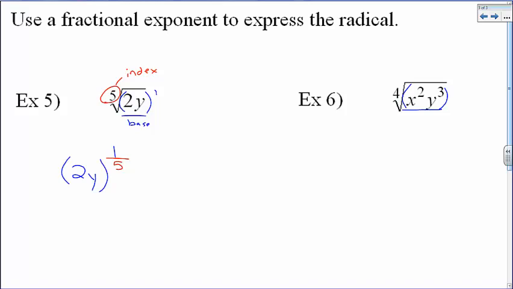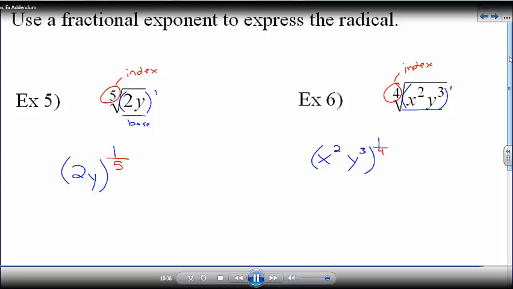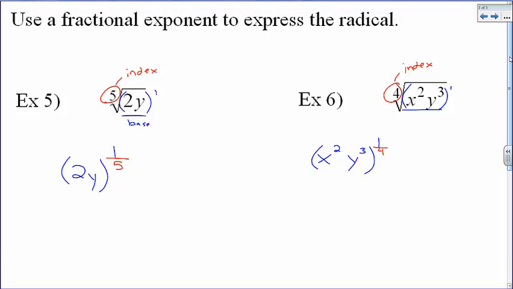In example 6, we proceed similarly. Consider everything underneath the radical to be your base raised to the first power. Next, divide the power by the index to get 1/4 as the power outside. You now have a power rule situation and must distribute the 1/4 to all the powers inside your parentheses to get your final answer of x to the 1/2 times y to the 3/4.